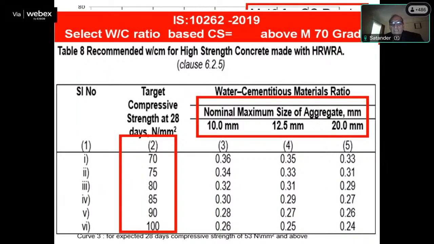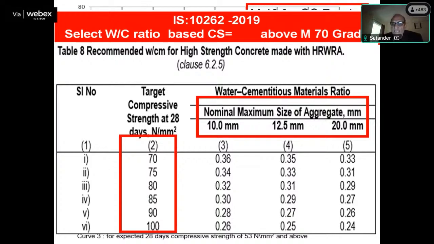This is the copy of IS 10262. Above M70 grade, you have to use HRWRA, high range water reducing admixture, that is, superplasticizer. Without superplasticizer and VMA, you cannot construct it. Here the maximum water cement ratio is 0.36 and the minimum water cement ratio is 0.24, not 0.25. The difference between high strength concrete and normal concrete below 70 is only the aggregate size. Here it is better if you use 10 mm and 12.5 mm aggregate.